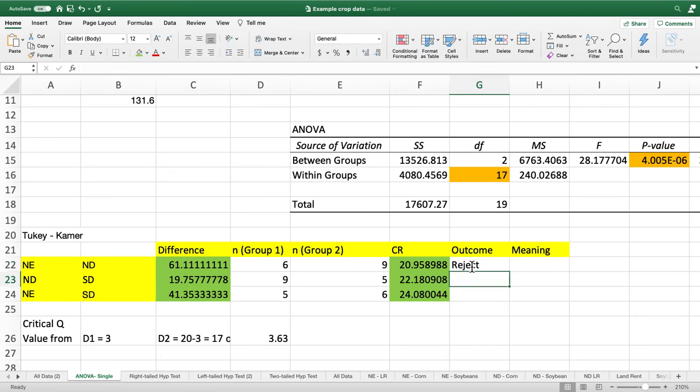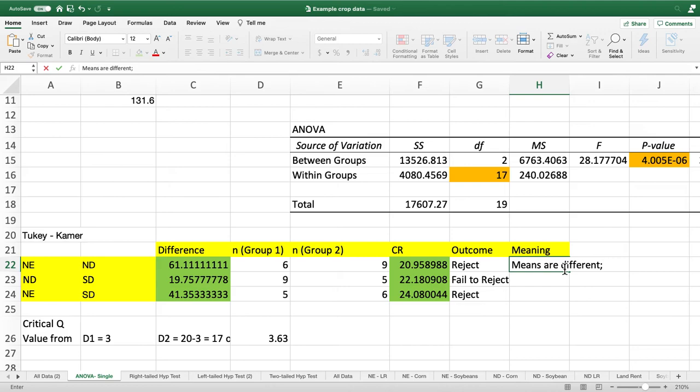When we look at North Dakota and South Dakota, 19.7 is not greater than 22.1. So we are not going to reject. We're going to fail to reject there. And then on our last one, Nebraska and South Dakota, we get 41 is greater than 24. So we again reject. So what does that actually mean? Well, it means here that our means are different.